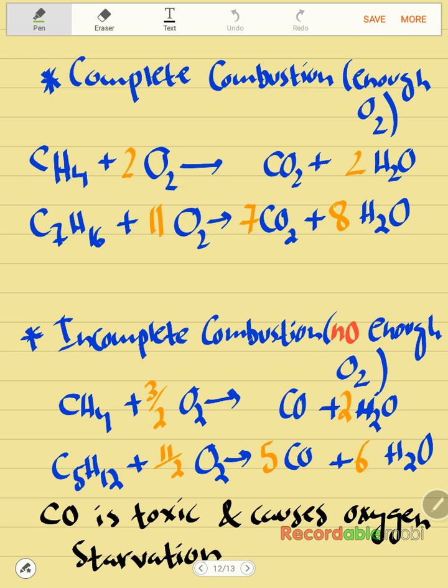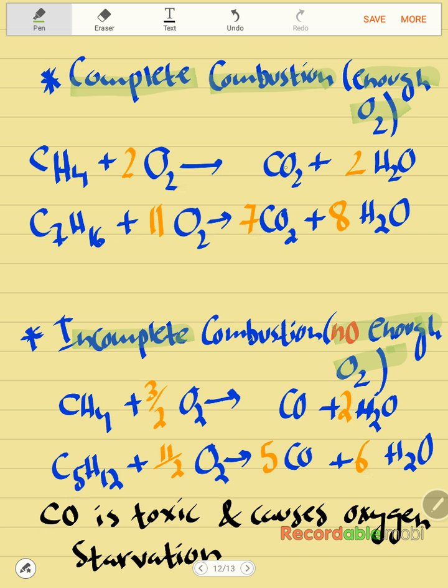Okay, so combustion. So there are 2 different types of combustion. There is the complete combustion and there is the incomplete combustion. What is the difference? The difference is that in the complete combustion, there is enough oxygen to react with the alkane. While in the incomplete combustion, there is not enough oxygen. And as a result of this, different products are given out.